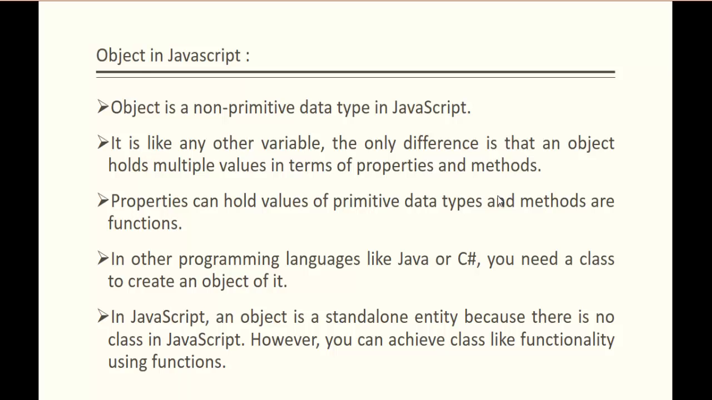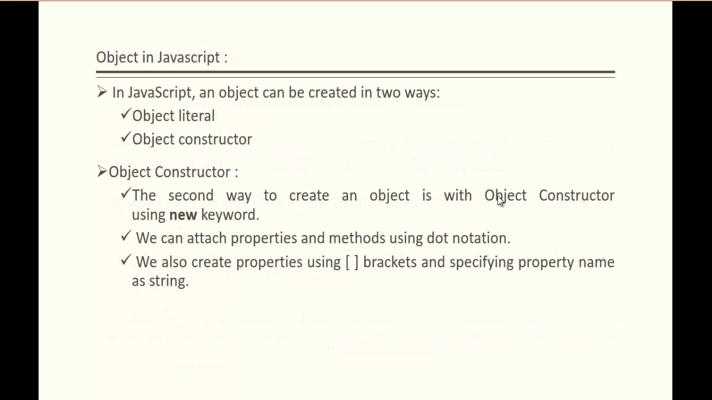In the last session we also learned how to create an object with the help of the object literal way, but now we are going to learn how to create an object in the other way, using the object constructor. So let me explain these 3 points. The object constructor is the other way to create an object, using the new keyword. Keep in mind, you can attach properties and methods using dot notation, and we can also create properties using brackets and specifying the property name as a string.